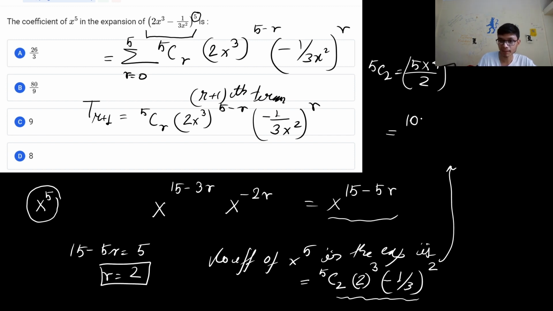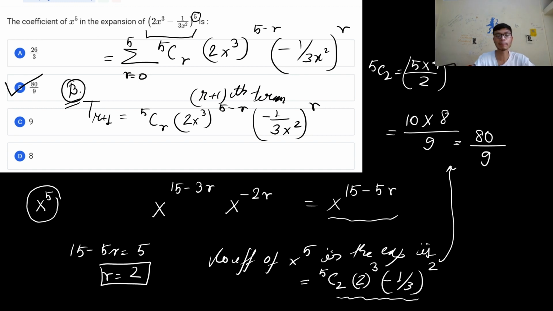अगर याद हो जाए तो अच्छा है, ठीक है? So this is basically 10. So 10 into 2 की power 3 is 8, and whole divided by 1 by 3 की power square, minus of 1 by 3 का whole square is basically 9. That's how the answer of the question is basically 80 by 9. So from here you got the answer of this particular question, which is option number B. So I hope this particular question or example was clear.